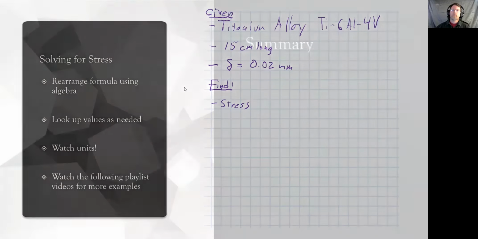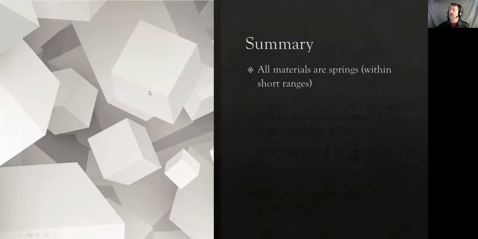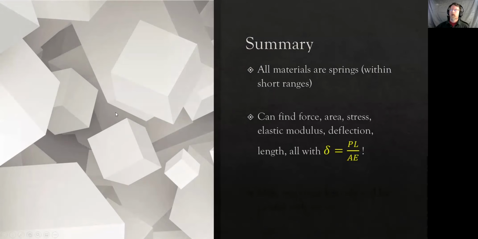Okay, so in summary, remember that all materials are springs within certain short ranges. You can't just keep going and expect it to be linear, but they have these linear characteristics when they are loaded over a short distance. And you can use that equation right there to find the force if you've got the other ones, find the area if you've got the other ones, whatever it is. And you can look up, if you know the material, the elastic modulus, all those kinds of things. And you'll have to rearrange this equation, but it's very powerful in that that's what can be done with it.